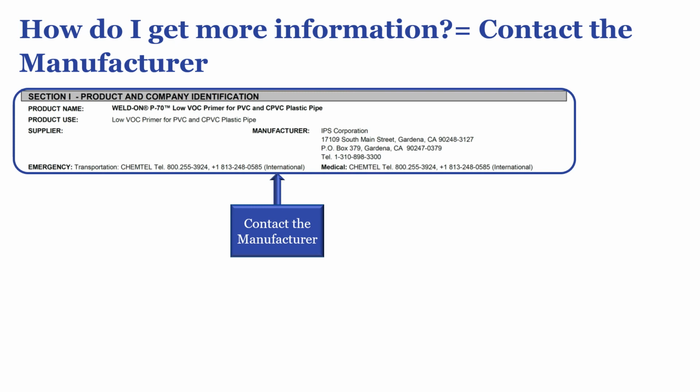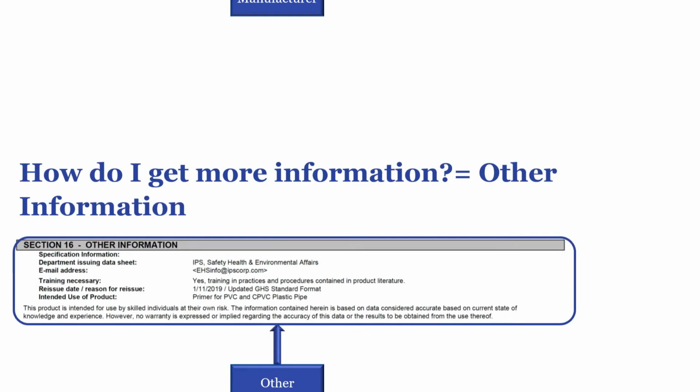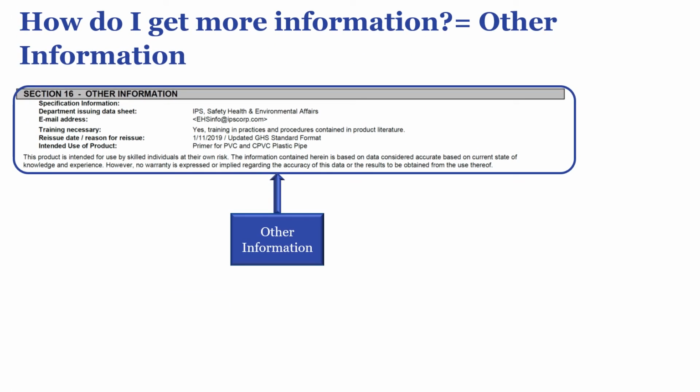Contact the manufacturer. In Section 1 of the SDS, you will find the contact information for the manufacturer along with emergency and medical contact numbers. For P70, the emergency transportation ChemTel international number is 1-813-248-0585.